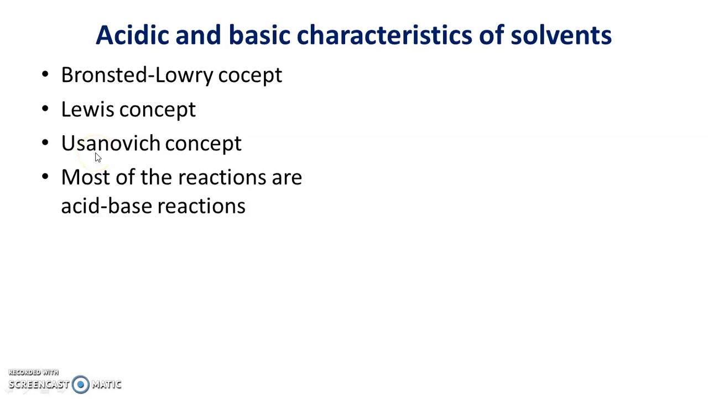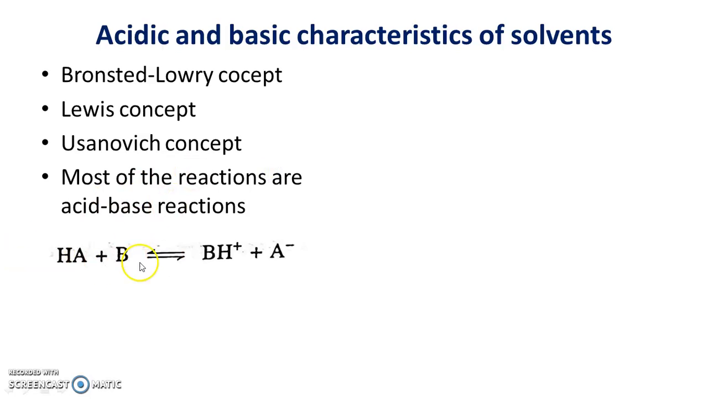On the other hand, according to the Usanovich concept, acid is any chemical species which is capable of giving up a cation, or accepts anion or electrons, and neutralizes a base to give a salt. This is called an acid. According to the Usanovich concept, a base is any chemical species that reacts with acid to give a salt, which accepts cations or gives up anions or electrons. And this Usanovich concept is the most general concept. On the basis of this concept, almost all reactions are considered as acid-base reactions.